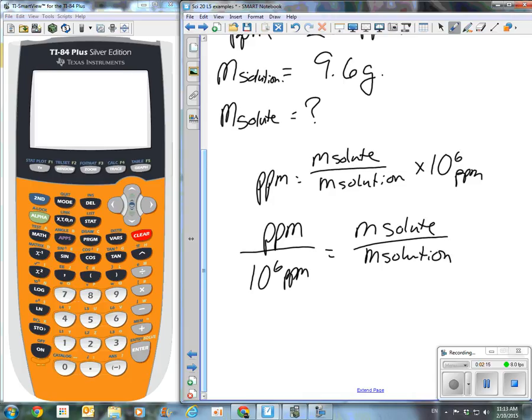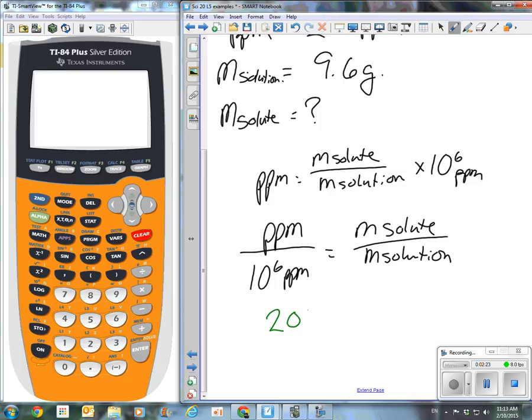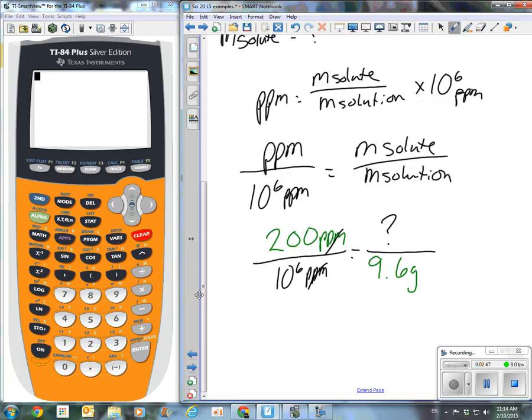Now I'm going to do my substitution. In this case we're talking about 200 parts per million, so 200 parts per million over 10 to the 6 parts per million. Those would cancel off, and that is equal to the mass of the solute, which is what I'm trying to find, all over the mass of the solution, and in that case it is 9.6 grams. I'm going to cross multiply and divide. Remember, when I cross multiply and divide, I'm starting at the thing directly across the equal sign from my unknown.